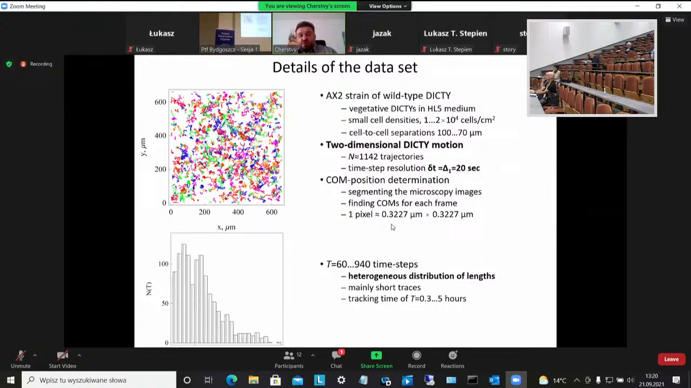A couple of words about the data. They were recorded for up to several hours with a time step of about 20 seconds. And what we see here are all the trajectories superimposed on one another. The cell density is not that high. We just see plenty of trajectories on one image. And the trajectories are dominated, as you see here on the bottom, by rather short trajectories.